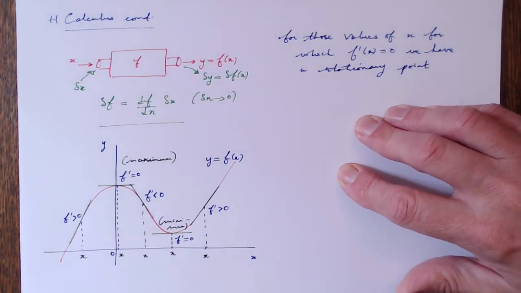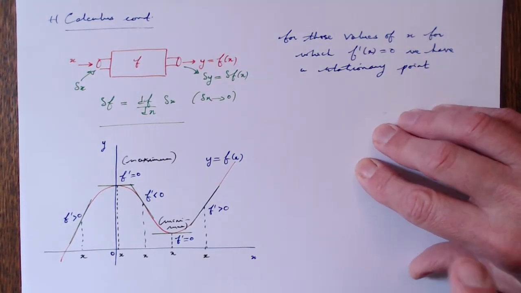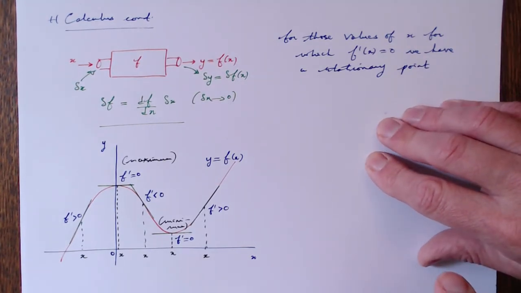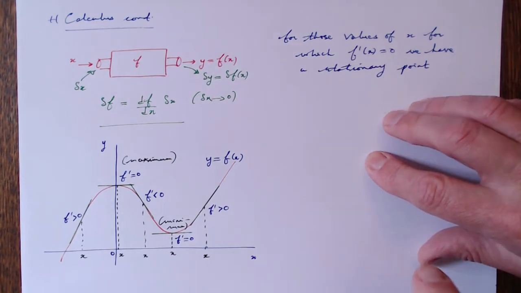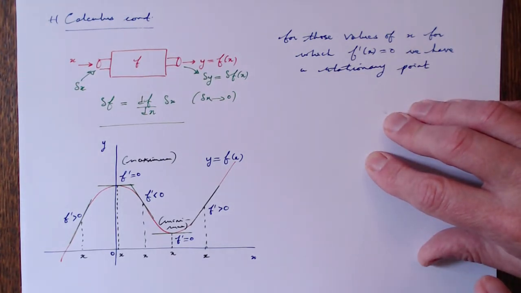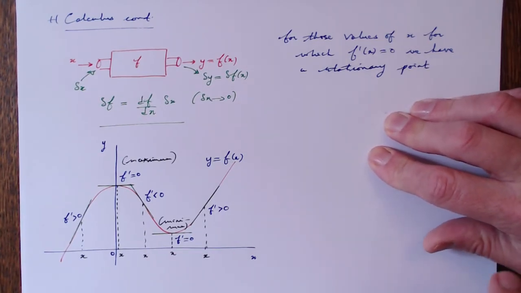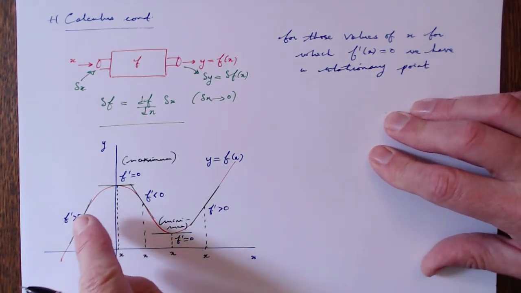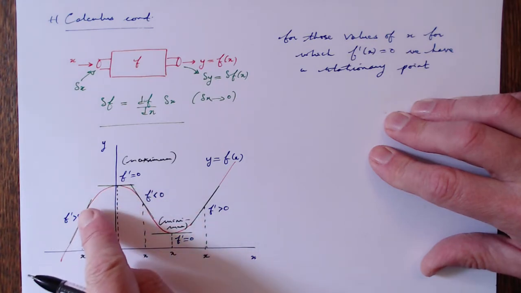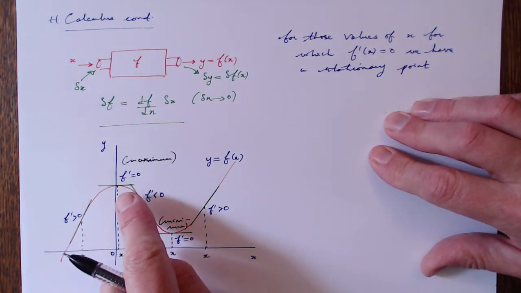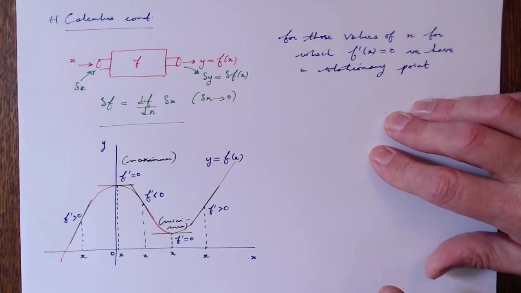Now there are two other kinds of stationary points, which are called positive and negative inflection points, and I will just mention those briefly in the next tutorial. They're important to know about, but they are much less common than these, I would say, more important stationary points of a maximum and a minimum.